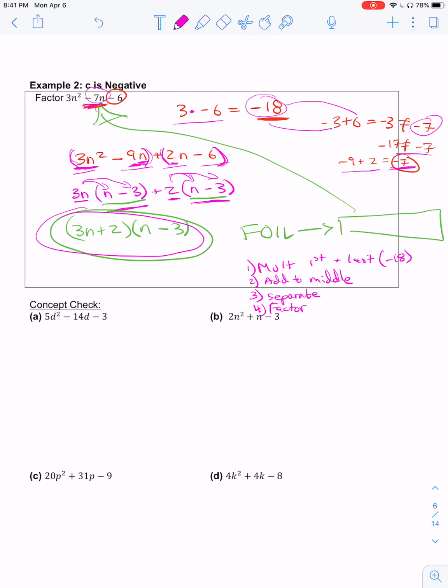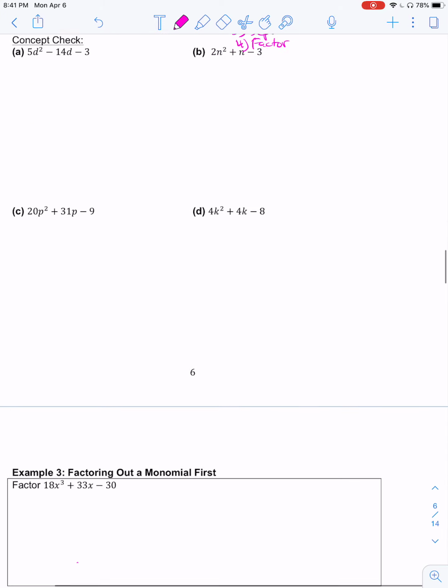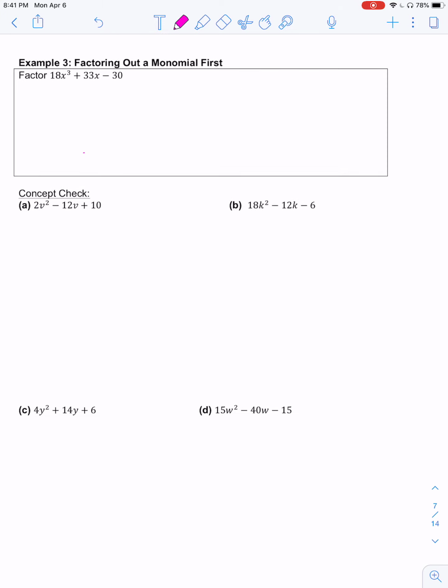Now, if we FOILed this, first, outer, inner, last, this answer right here would get us straight back to this answer right here. So this is the exact same thing we just did, except with a negative C value. Awesome.